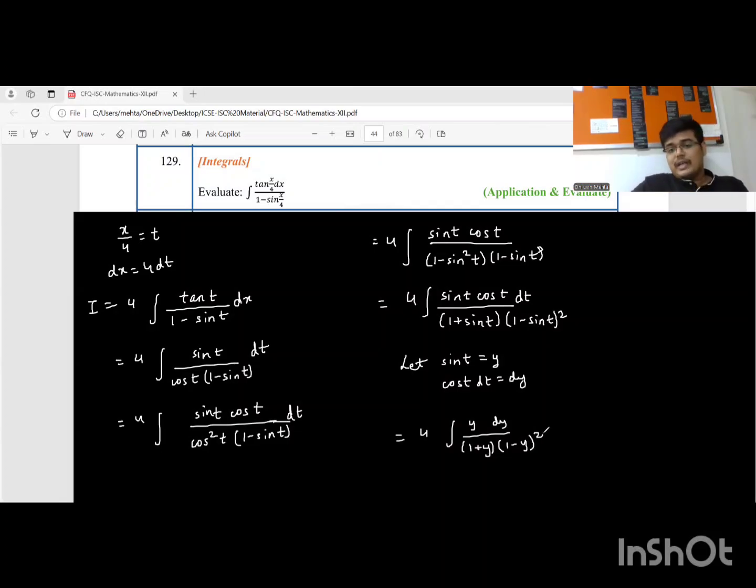I hope, students, now you can recognize the type. This is partial fractions. I hope you know what is partial fractions, how to solve partial fractions. If you don't, you really need to practice it well enough. It comes in boards. So go ahead with this. You solve this completely. If you don't get the answer, you comment in the chat box. I'll get back to you.